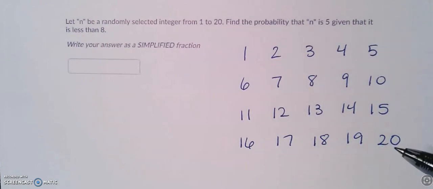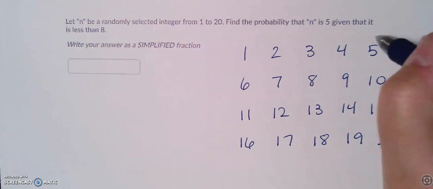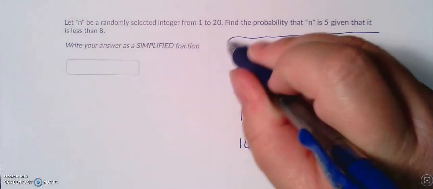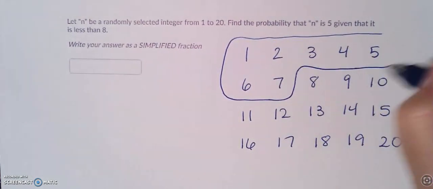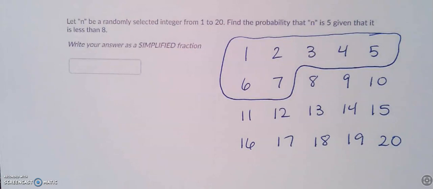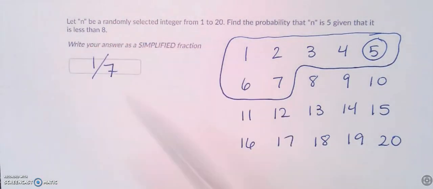Find the probability that n is 5 given that it is less than 8. I'm going to draw my little box around the numbers less than 8. Given that it is less than 8 means given that it's one of these numbers. 8 does not count because 8 is not less than 8. So the only numbers that count are 1 through 7. I'm saying find the probability that n is 5, given that it's one of the digits 1 through 7. So 1 out of 7 is your answer.